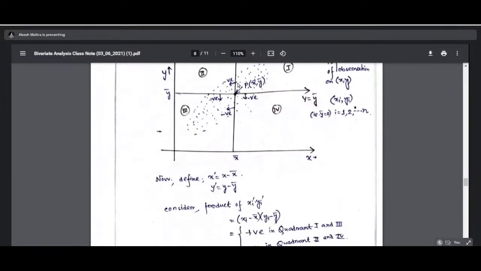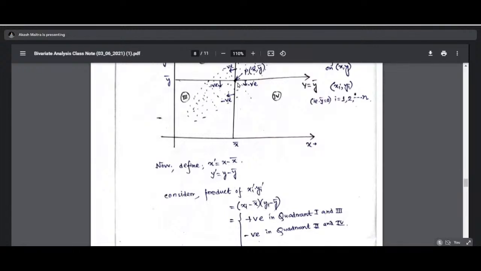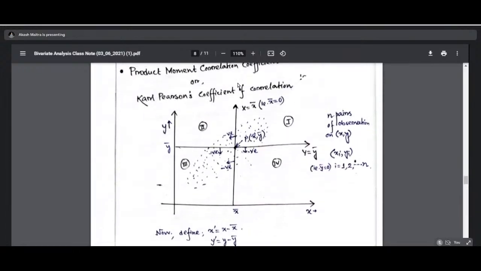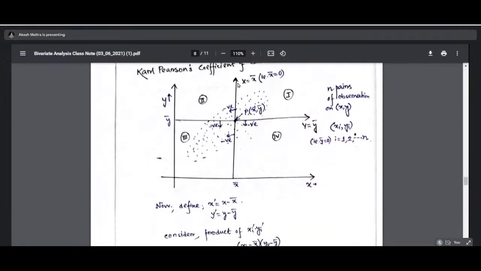Now consider the product of xi dashed and yi dashed. Xi dashed times yi dashed means xi minus x bar into yi minus y bar. So it is positive in quadrant 1 and positive in quadrant 3, and negative in quadrant 2 and negative in quadrant 4. So what does it mean? We are considering the dispersion from the means, and the product will be positive in the first and third quadrants, and negative in the second and fourth.